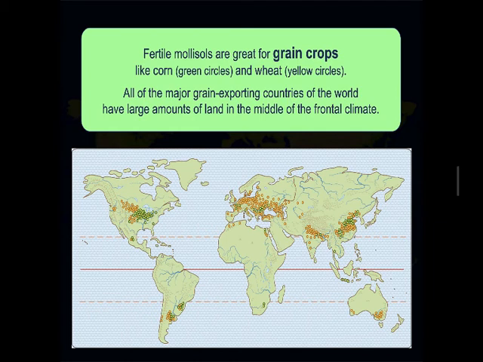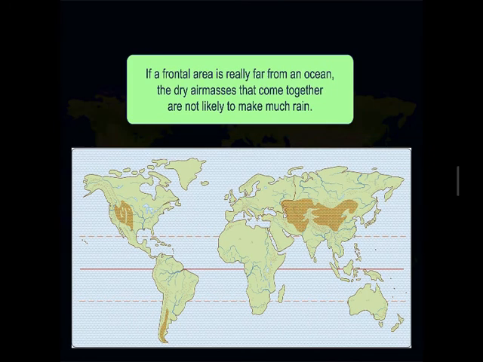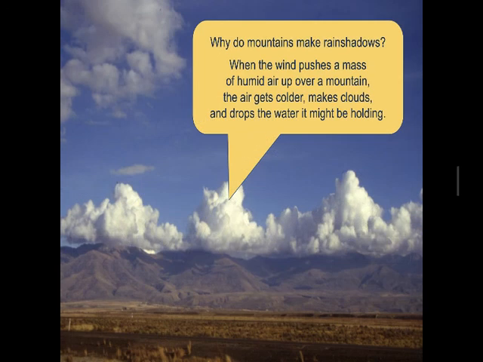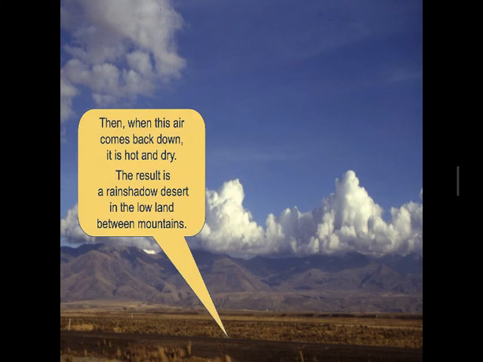If a frontal area is really far from an ocean, the dry air masses that come together are not likely to make much rain. In areas called rain shadows, mountains block wet air masses that might come from the ocean. Why do mountains make rain shadows? When the wind pushes a mass of humid air over a mountain, the air gets colder, makes clouds, and drops the water it might be holding. Then, when this air comes back down, it is hot and dry.